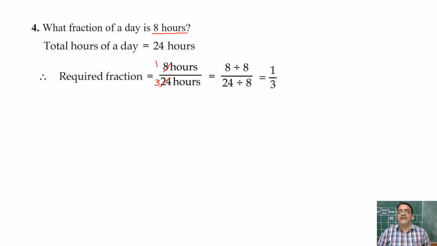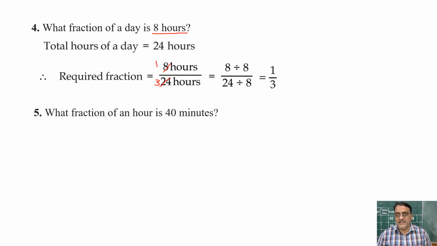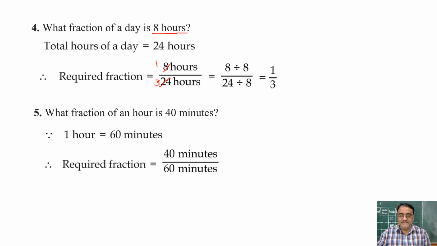Next question. What fraction of an hour is 40 minutes? In 1 hour, how many minutes are there? 60 minutes. So the fraction will be 40/60. Now we will divide both by 20. Or you can also do it this way: cancel the 0 from both.